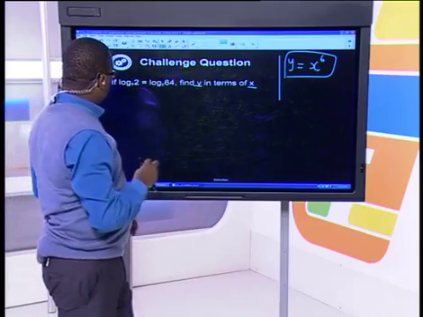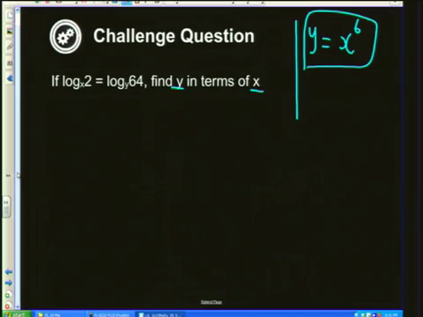Right, so if log 2 base x is log 64 base y, you need to work out what y is in terms of x.